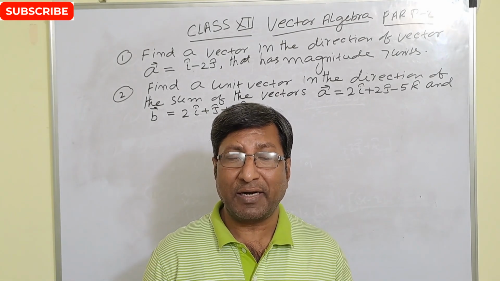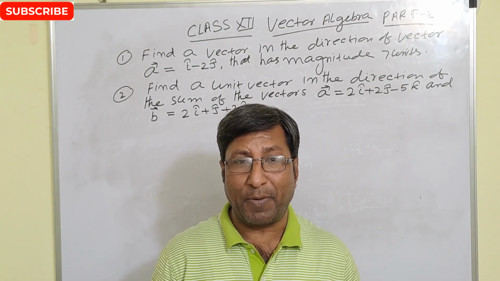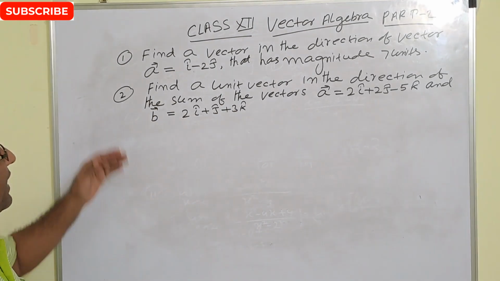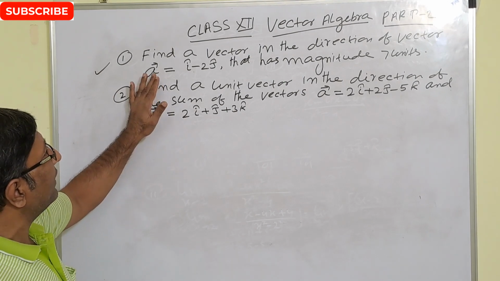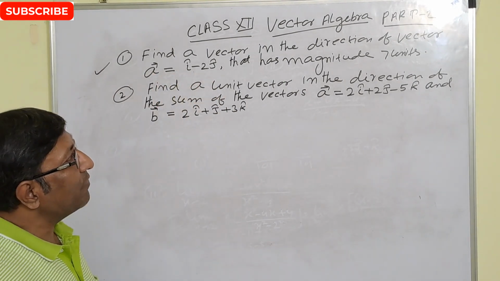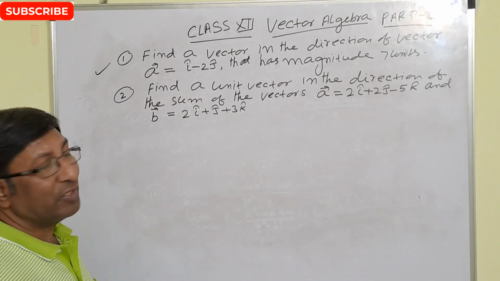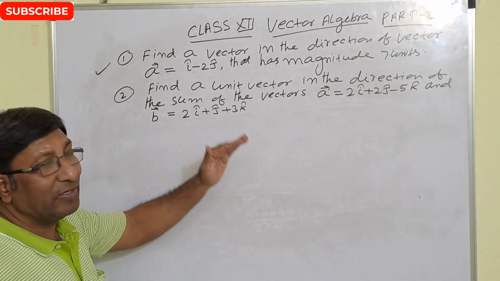Class 12th Vector Algebra Part 2. In Part 1 we did some questions; in Part 2, pay attention to the next question. Your next question is: find a vector in the direction of vector A equal to i minus 2j that has magnitude 7 units. That means we have to find a vector in the direction of this vector that has magnitude 7 units.